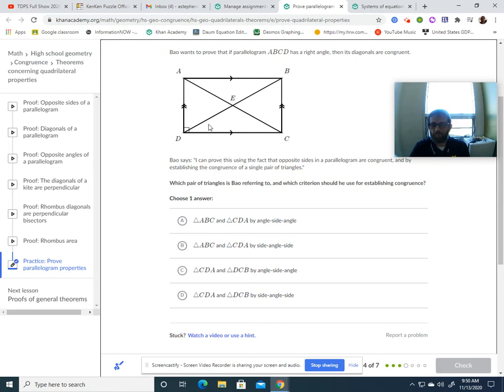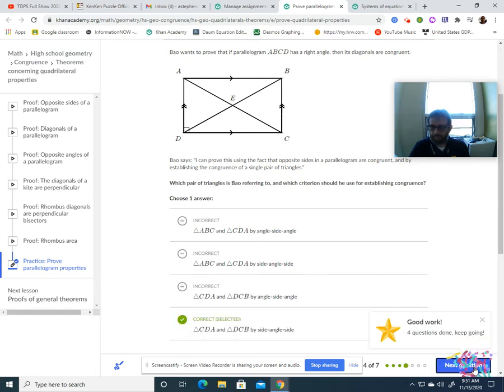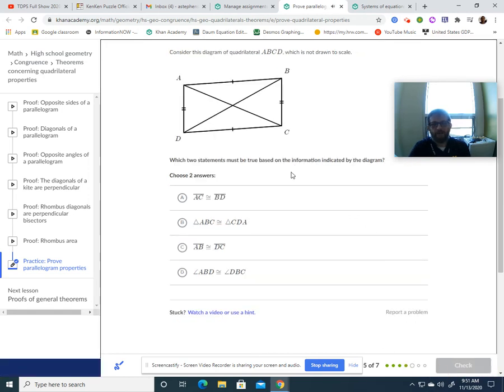Now, how am I going to prove that these two triangles, this one and this one, have to be congruent? Well, you know, because it's a parallelogram, that this side equals this side equals itself, and you can show quickly, just like we did in that last problem, that these angles are equal. So we're going to do side, angle, side.